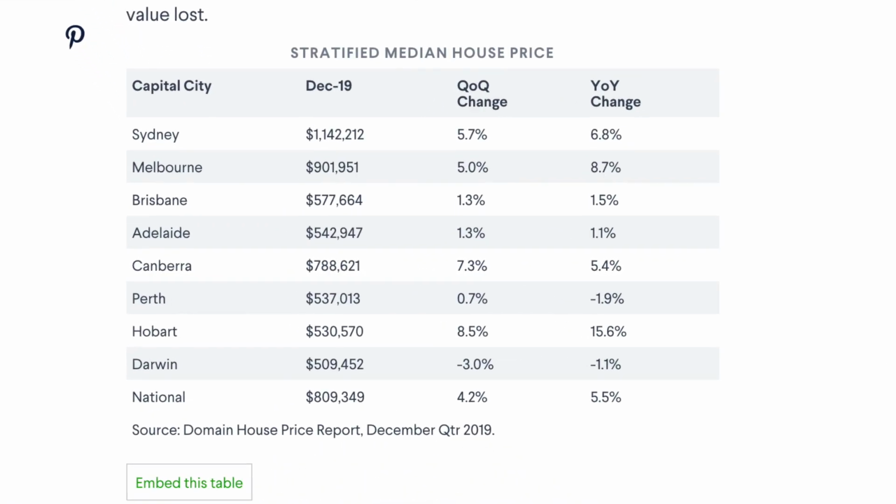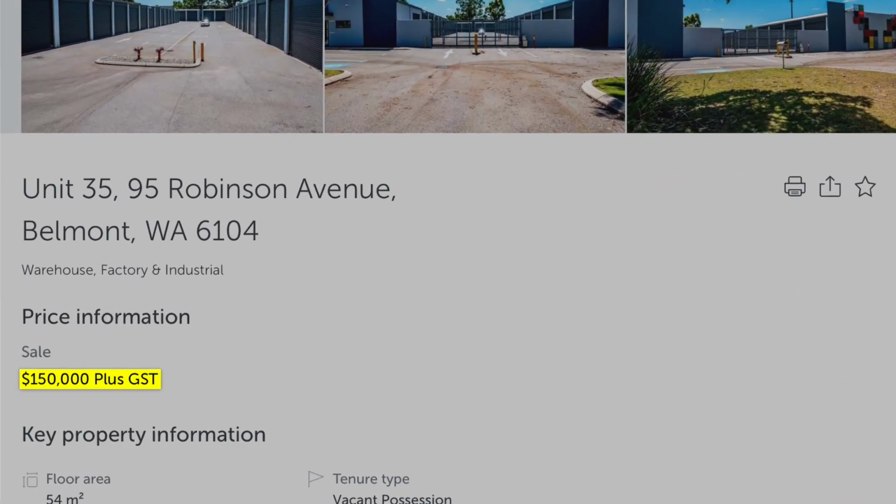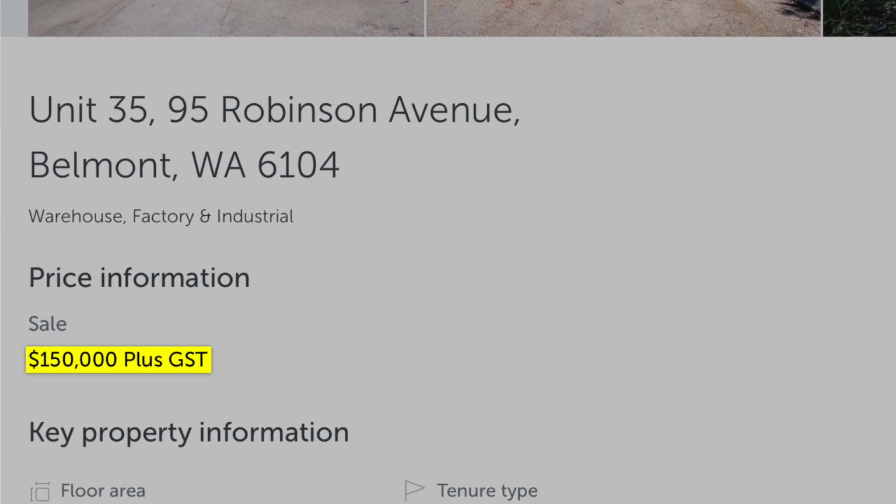First things first is the price point. Now, with residential property, you generally invest around or just below the median price point with property. So that's around 600 to 800, depending on which capital city you are in. With commercial property, it's a little bit different. Now, to get into commercial property, you can buy something for $150,000. You can buy a warehouse or a little strata office.